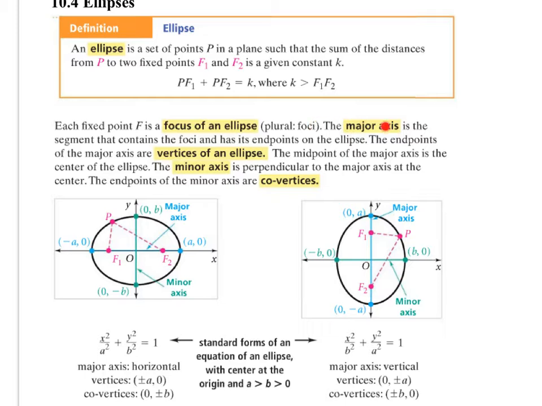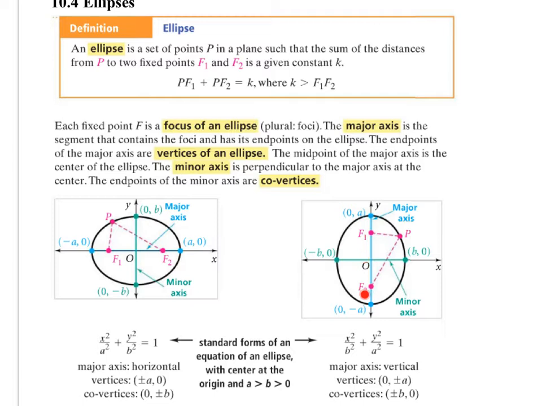The major axis is a segment that contains the foci, and its endpoints are called the vertices. Whether the ellipse is stretched out side to side or up and down, these are called the vertices of the ellipse. The foci are always in between the vertices. Foci are points, vertices are points.